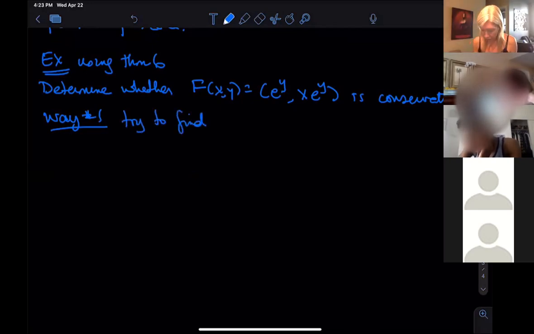Oh, sorry, I already told you it was conservative rather than say determine. I'm sorry if I confused things. Try to find a potential function.